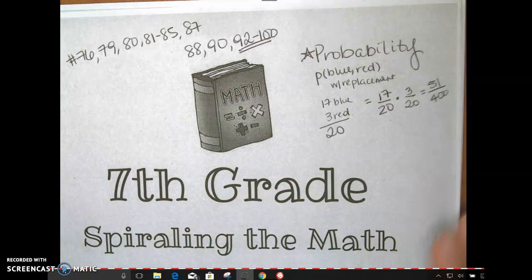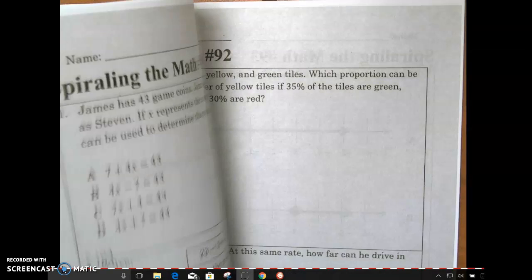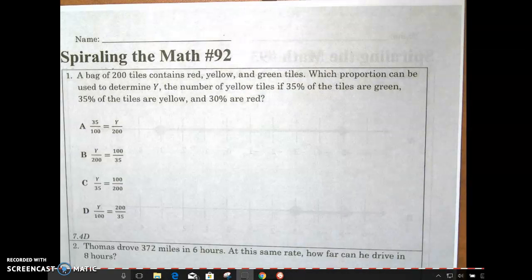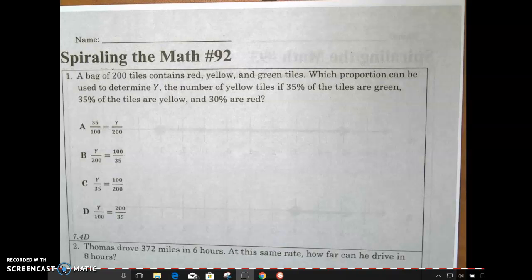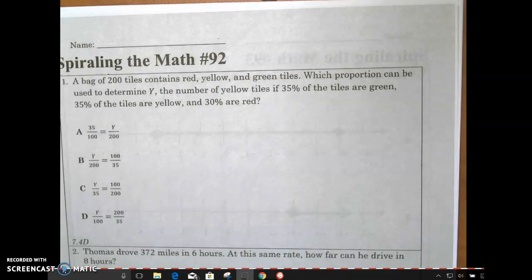All right, so let's jump to 92. A bag of 200 tiles contains red, yellow, and green tiles. Which proportion can be used to determine Y, the number of yellow tiles, if 35% of them are green, 35% of them are yellow, and 30 are red? I don't want answers shouted out at me, because telling me the answer is B or C or A or D does nothing for me. How are you getting these answers? Before I even try to solve for the answer, what should I do?